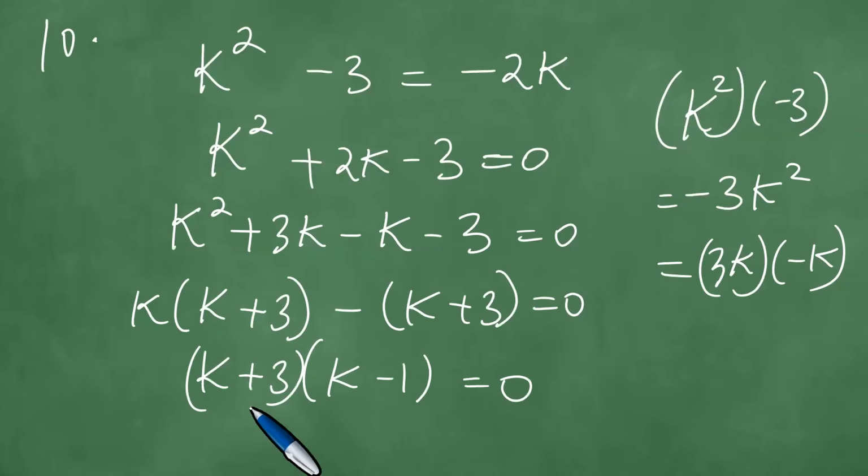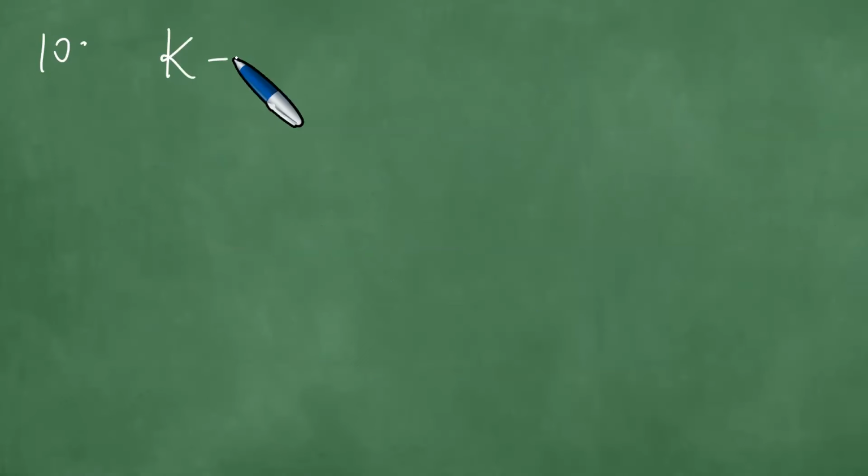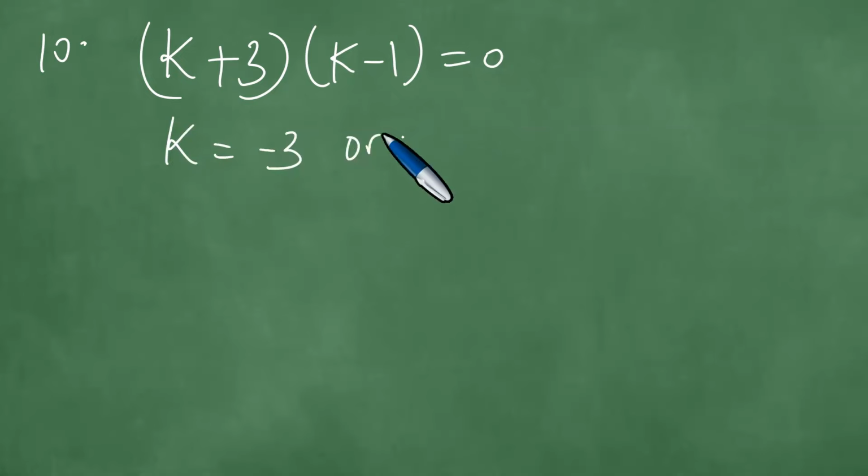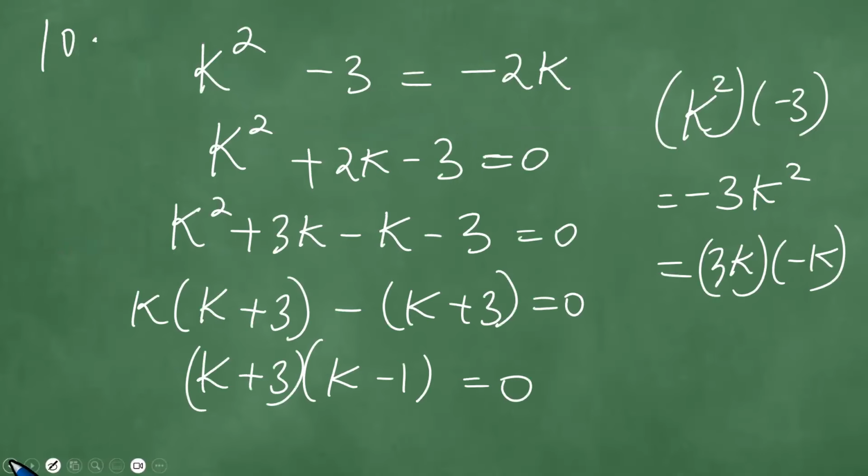Right, so what you then have is k plus 3 into k minus 1 equals 0, and this is k equals minus 3 or k equals 1. Right, if this is the case, what do we then have here? Okay, but we need to remember something.